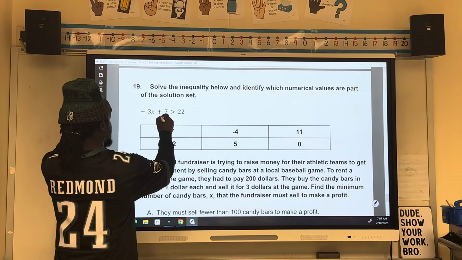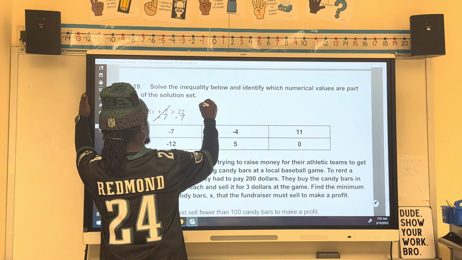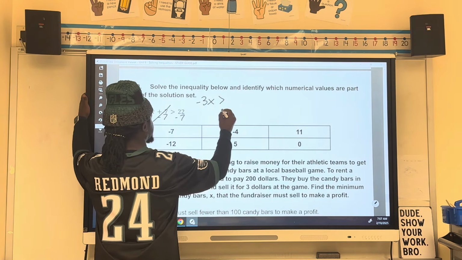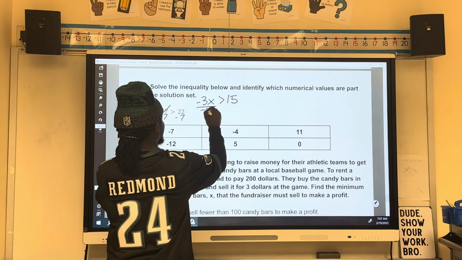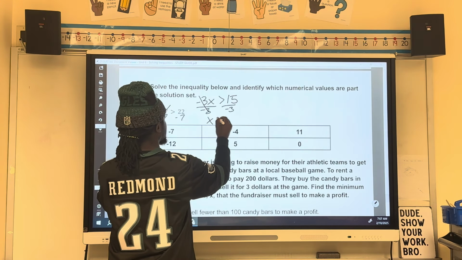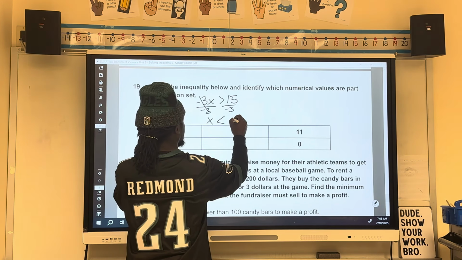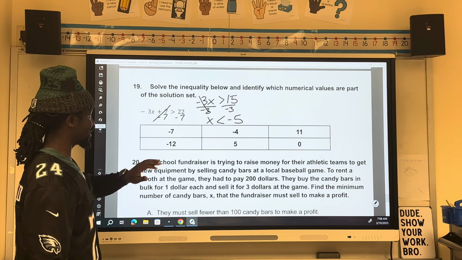Another one like that. Subtract 7. That cancels. Negative 3x is greater than 15. Divide by negative 3 on both sides. The negative 3s cancel, leaving me with x. Flip the sign because I'm dividing by a negative, and that would be negative 5. So we got x is less than negative 5.